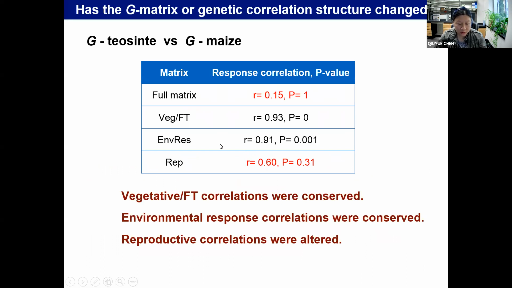So the test results show that the gene matrix of Teosinte and the gene matrix of maize have been altered overall. And among the three treated groups, the vegetative flowering time correlations were conserved, and environment response correlations were also conserved, but the reproductive correlations were strongly altered.